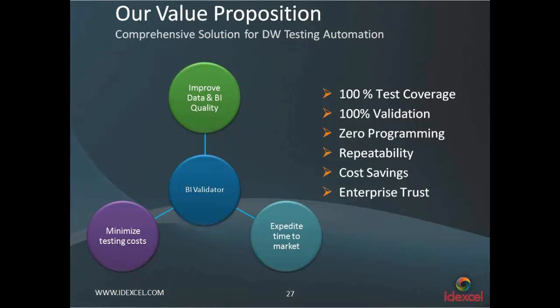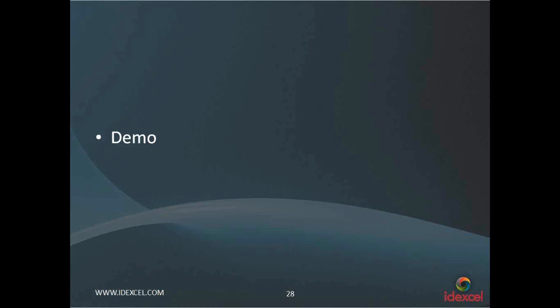And ultimately, the whole objective of regression testing is to really build enterprise trust. How can we give confidence to the business users that whatever IT teams are delivering will hold good, and they feel confident about using those dashboards and reports as part of decision making? With that, let me bring up the product itself, BI Validator.